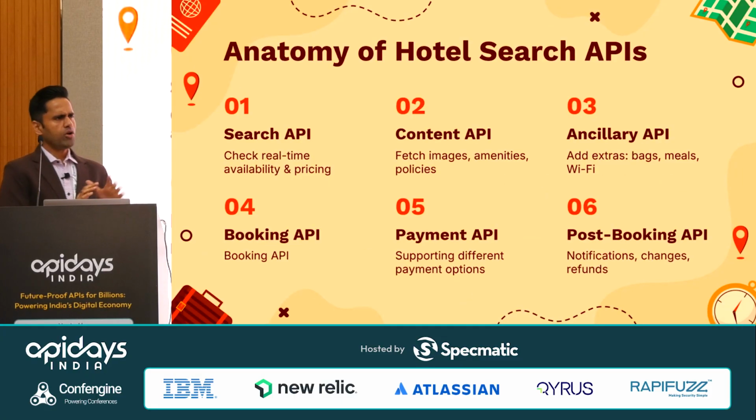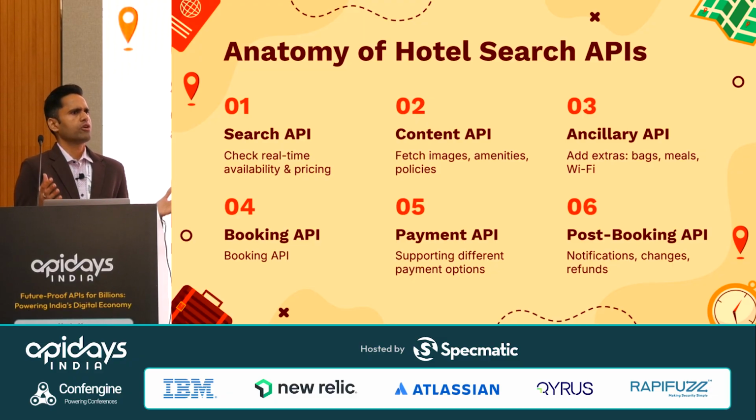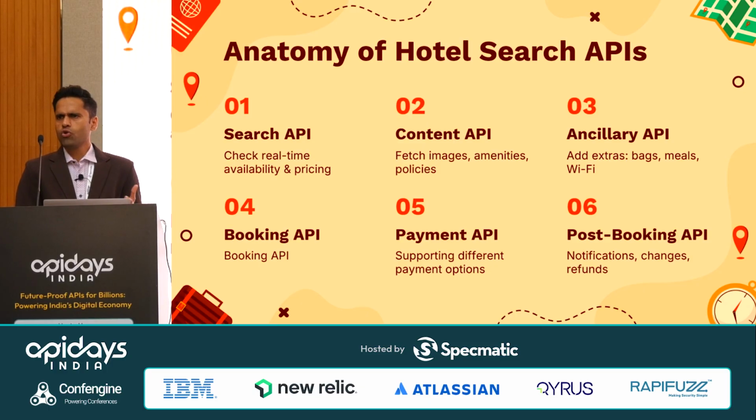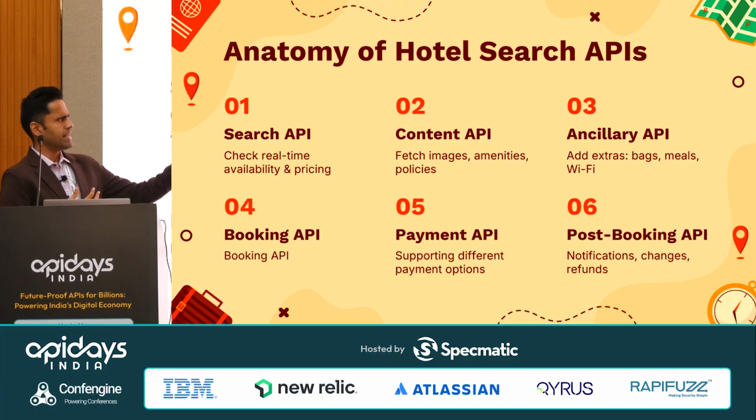So it all starts with the search API, like anything else in the world, right? When you talk about digital marketplaces. This is where we check real-time availability. This is where we check what are the available hotel options for me if I have to book a specific room. Next, you have content APIs. You will book a room, but you also want to know more about that room, right? You want to see how that room looks. You need a more detailed, rich description to understand the type of room, what is included, what is not included, and so forth. So that is step number 2.